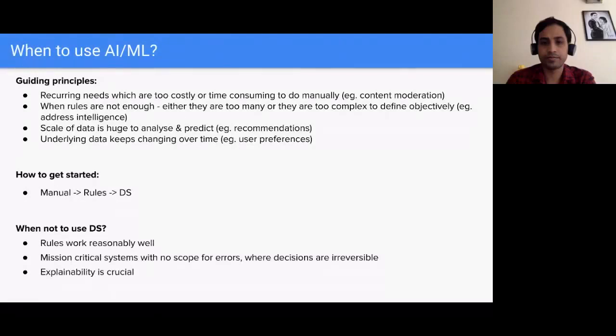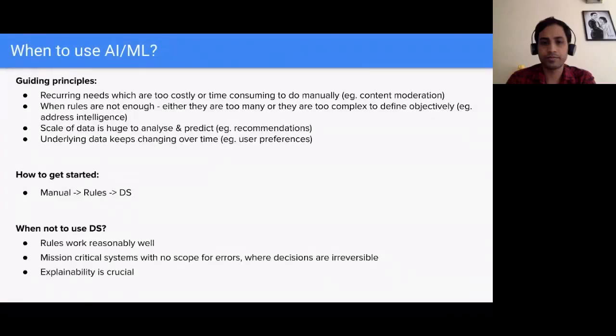Third is the scale of data, right? Manually, we can't deal with a lot of data. It becomes a cognitive overhead for a lot of us, and we don't have the right tools and techniques to deal with a lot of data. Like I talked about recommendation, there are millions of products, millions of users. The user preferences differ, and probably data science is the only way to solve for it, right?